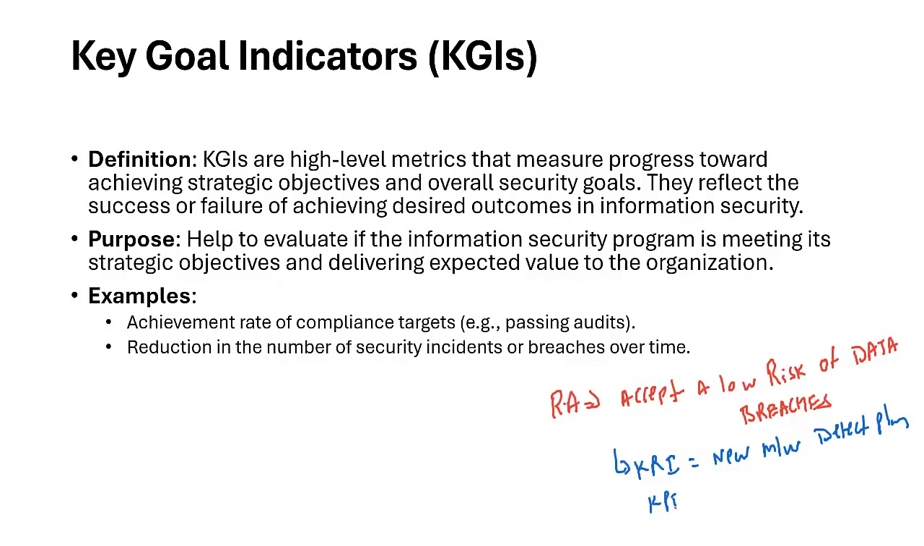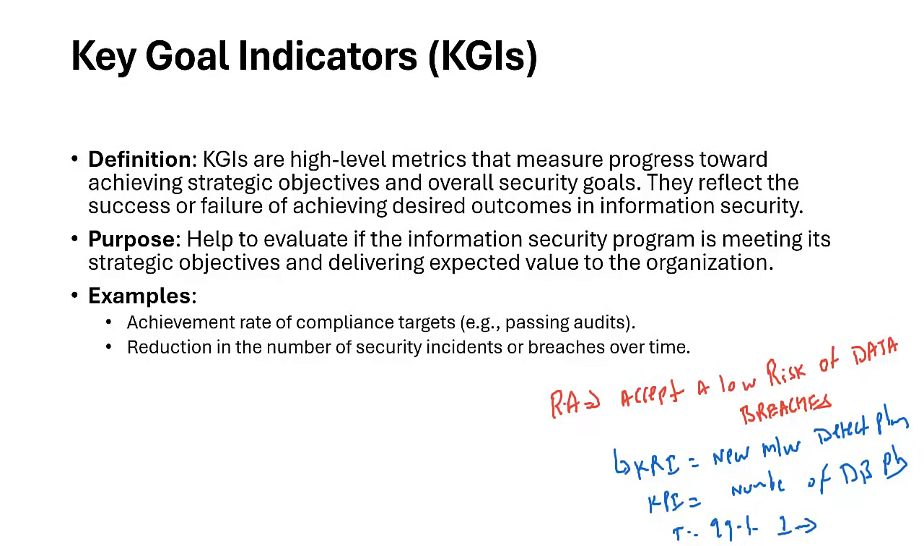Then we have a KPI: the number of data breaches per month. The target is that your organization wants to detect 99% of new malware variants. So the organization will monitor the number of new malware variants detected per month. If the number of new malware variants detected per month exceeds by 1%, then the organization will take action to mitigate the risk. Is it clear? So KRI is the number of new malware variants detected per month, and KPI is the number of data breaches per month. Your organization wants to detect 99% of new malware variants, so what we're doing is monitoring the number of new malware variants detected per month.